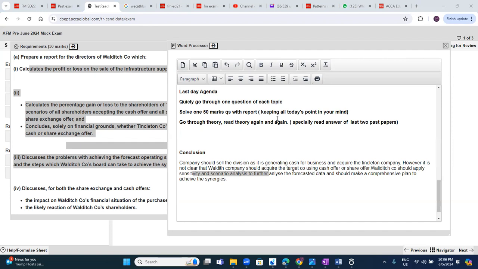So, two pieces of advice. One, in numerical, if you are stuck anywhere, take assumption and move on. In theory, whatever point is coming into your mind, write that and try to finish the theory as early as possible. What will happen? Your point can be wrong. But if that point is right, you will get the marks. Okay. But do not skip any part. Do not leave any part.